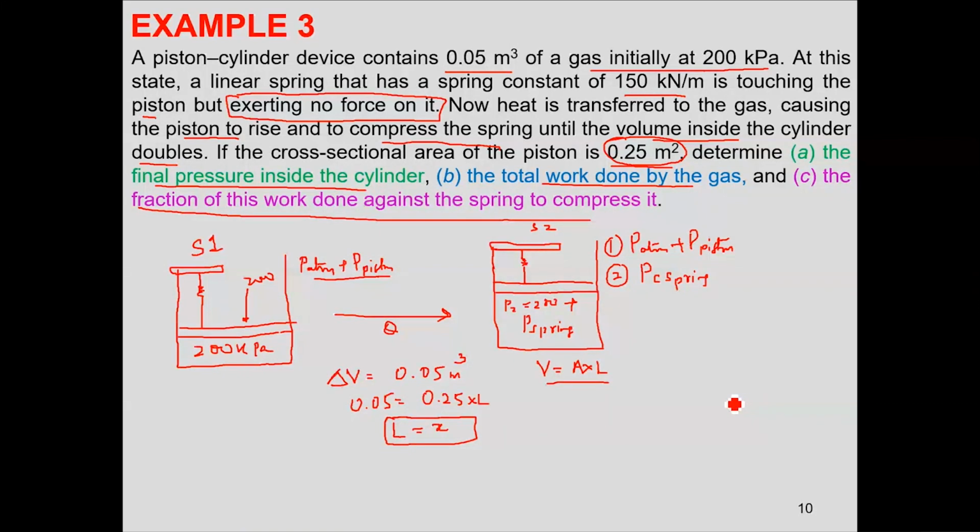Clear enough? Now, if I know the distance x moved by the spring, can I determine the force which the spring exerts on the piston head? Yes. Since it is a linear spring, F is equal to Kx.